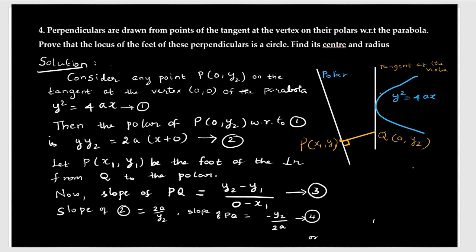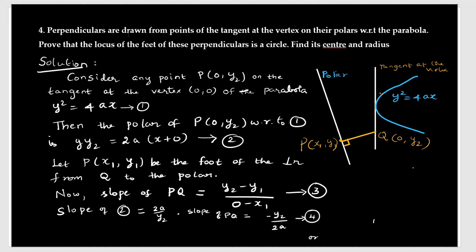Next, fourth problem. We are given that perpendiculars are drawn from points of the tangent at the vertex on the polars with respect to the parabola. Prove that the locus of the feet of these perpendiculars is a circle. Find its center and radius.